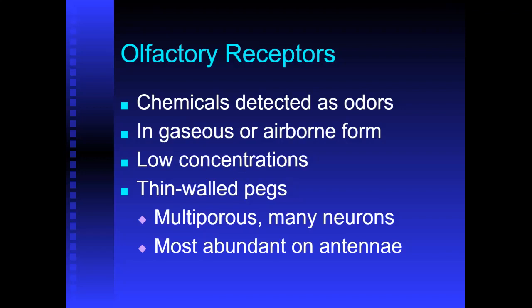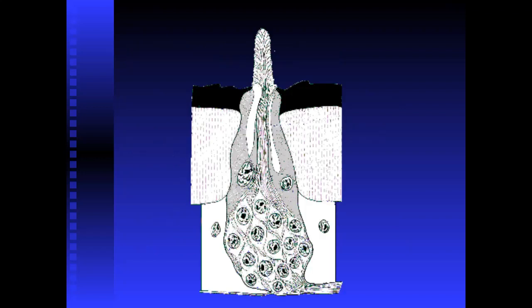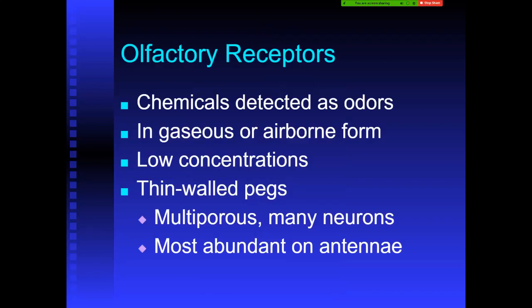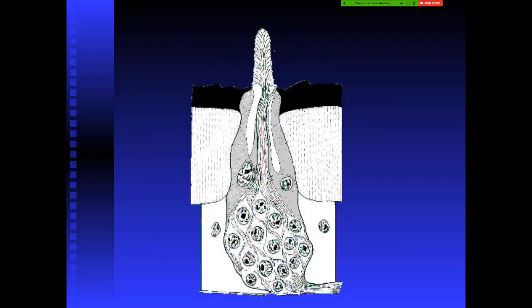There's going to be many neurons associated with it if it's multiporous. Most of it is abundant on the antenna or thin-walled pegs that are associated with different regions of their body or legs. And so this is the hair-like projection sticking out. A chemical can come along and attach, triggering the hair cells to release chemicals that will then stimulate these neurons to send information to the brain. So those would be multiporous in that case. So this would be a multiporous chemoreceptor.